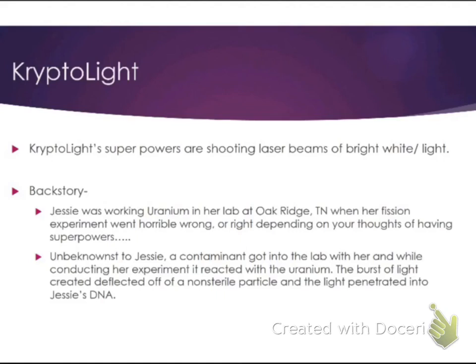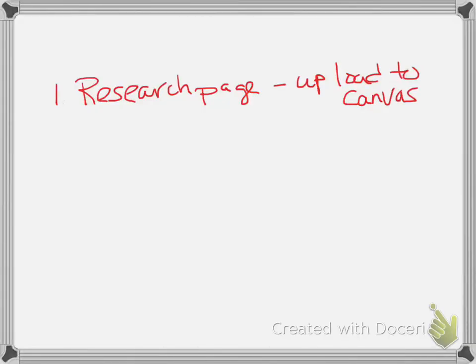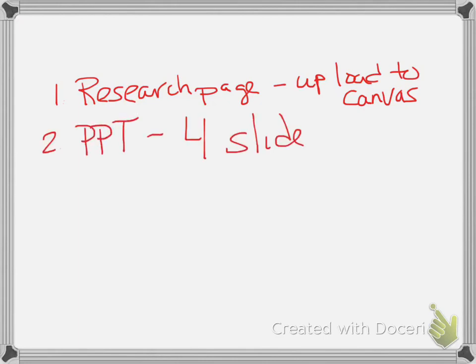So remember, you are doing the research page first. You are uploading that to Canvas. So remember, you're going to have your research page. You're going to upload that to Canvas. Then you're going to have your PowerPoint. And it's basically just 4 slides of information. It's the title slide, and then it's the 5 facts, it's your superhero and the 2 things about your superhero, their powers and their coloring or their design or whatever. And then your Bohr's model or electron dot diagram.